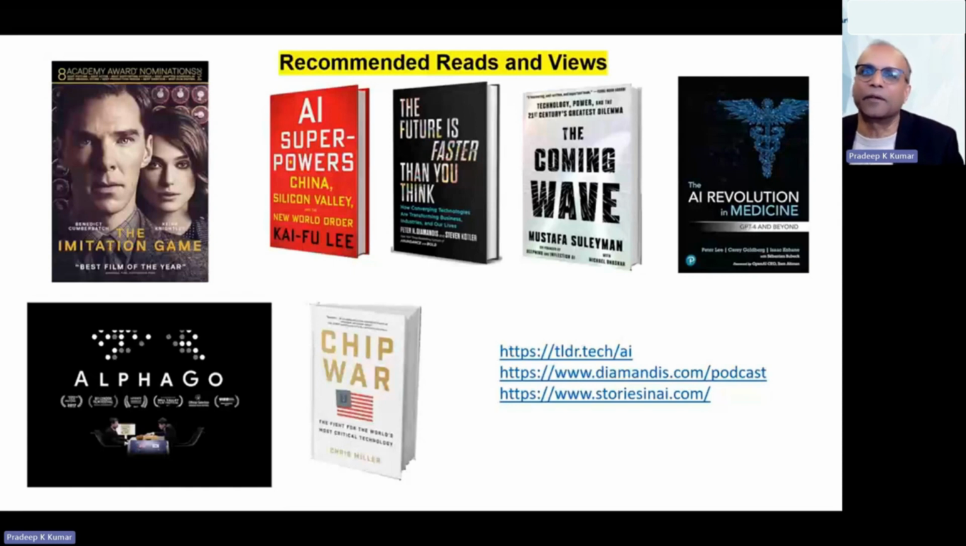Dr. Lee's book from Microsoft is a good informative book on where AI is going in medicine. AlphaGo is a movie I just recommend to you. And then Chip War is a fascinating book on the history of chip development, from the first transistors through the age of CPUs, all the way to the current age of artificial intelligence and computing.